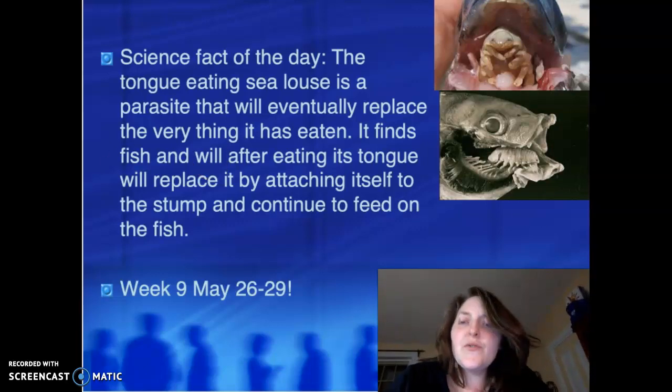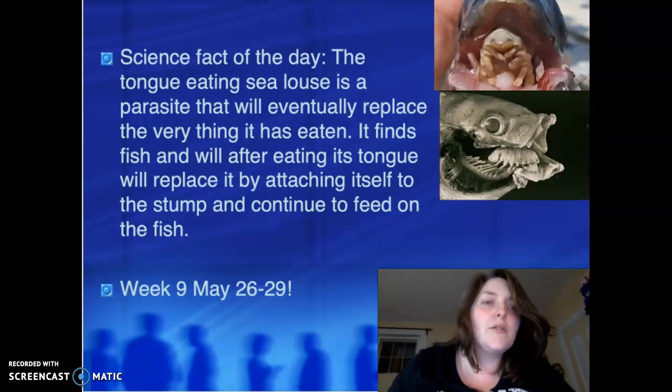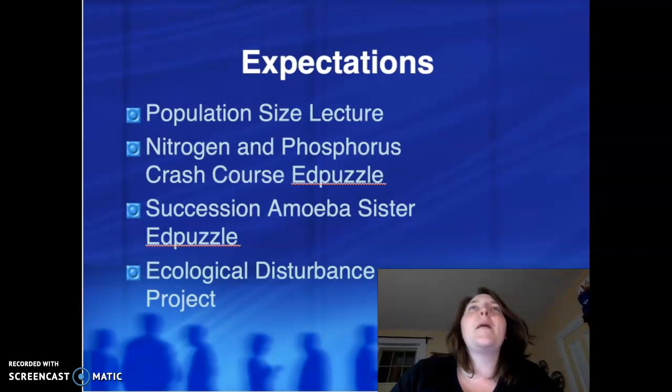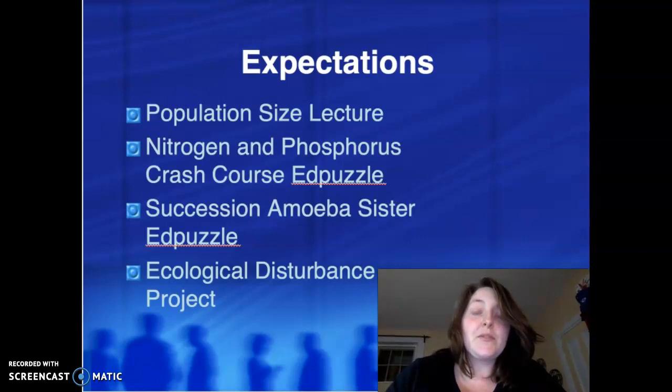So expectations for this week are as follows. There is a brief population size lecture. It's about 6 minutes long, just to talk about population density in an ecological environment and how it is arranged and how things can affect it. Then we're going to jump into something else that can affect populations and organisms, and that's 2 new cycles you've briefly learned about but probably haven't learned about in detail, and that's the nitrogen and phosphorus cycle. And there's a crash course ed puzzle you're going to be completing on that.